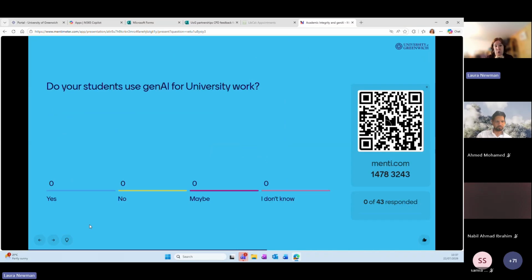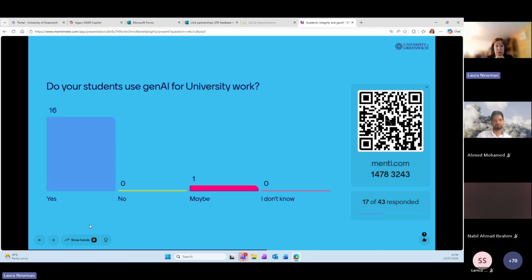So do you think that your students are using GenAI for university work? General consensus so far is yes. I've got a couple of yeses in the chat as well. Lovely. One maybe. Okay, so most of you are saying yes to this.